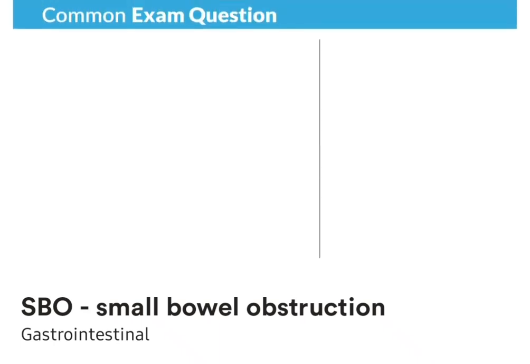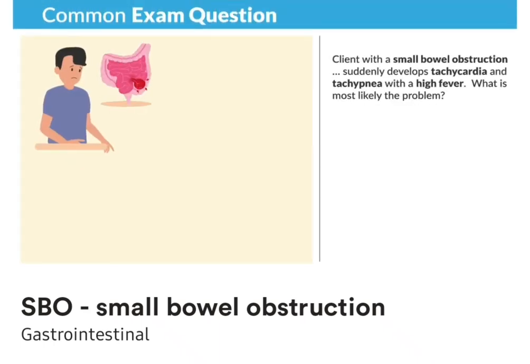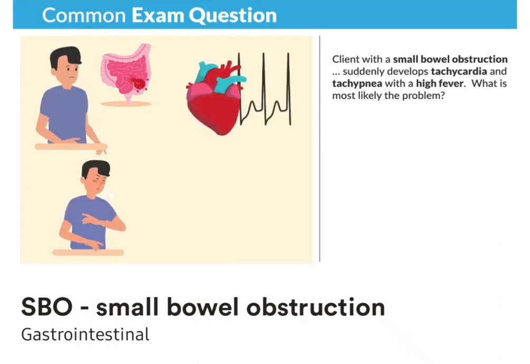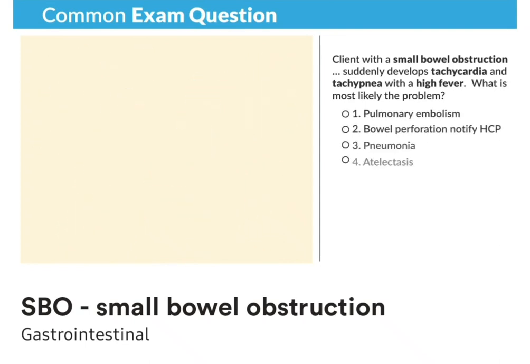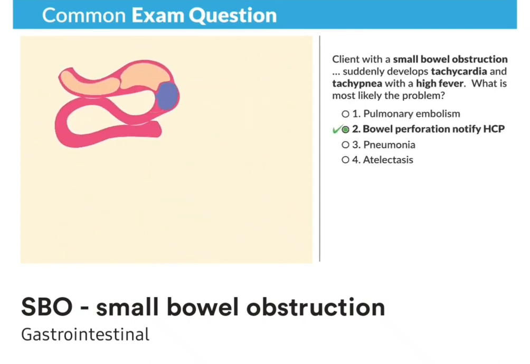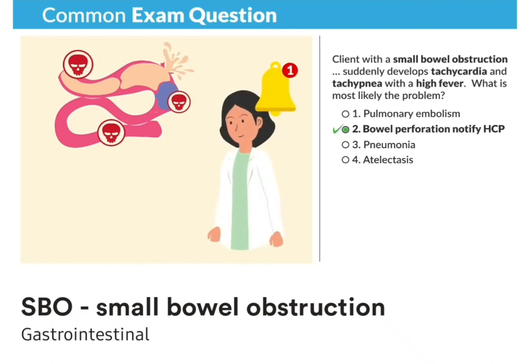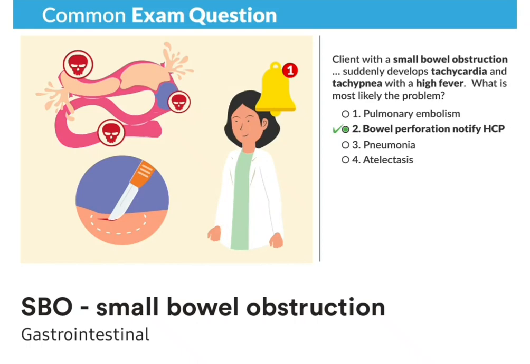So a common exam question. A client with a small bowel obstruction suddenly develops tachycardia, tachypnea, and high fever. What is most likely the problem? So option 2 here, a bowel perforation. You must notify the HCP because this client needs immediate surgery or they will die.